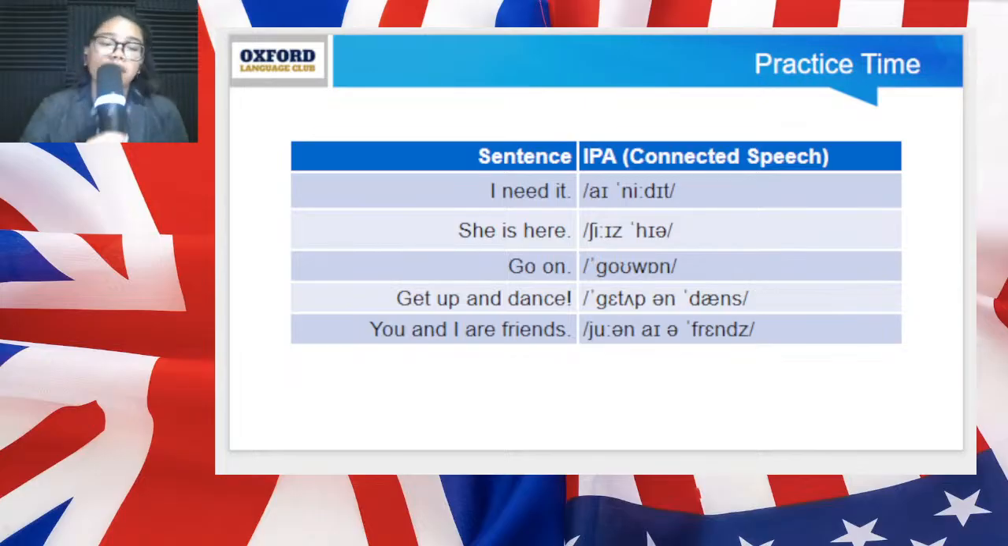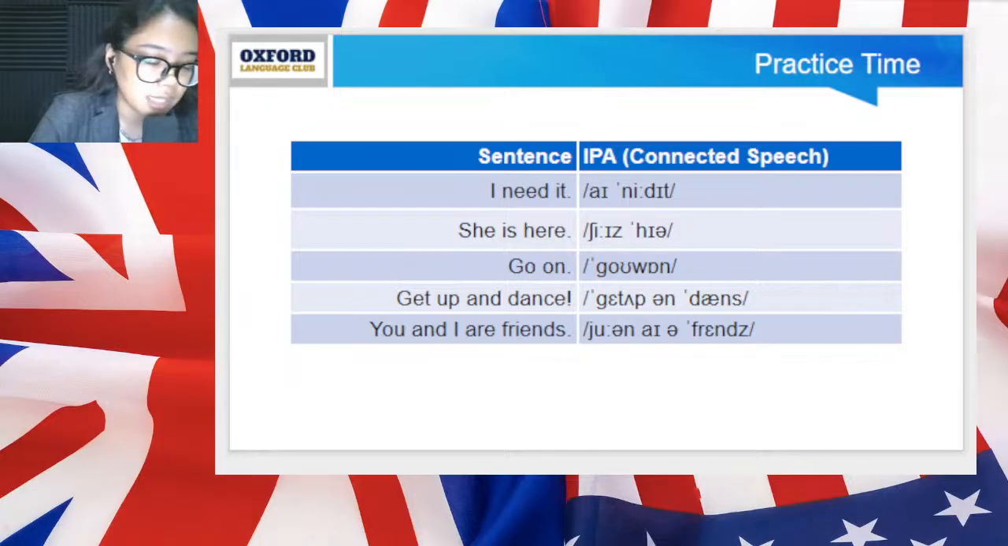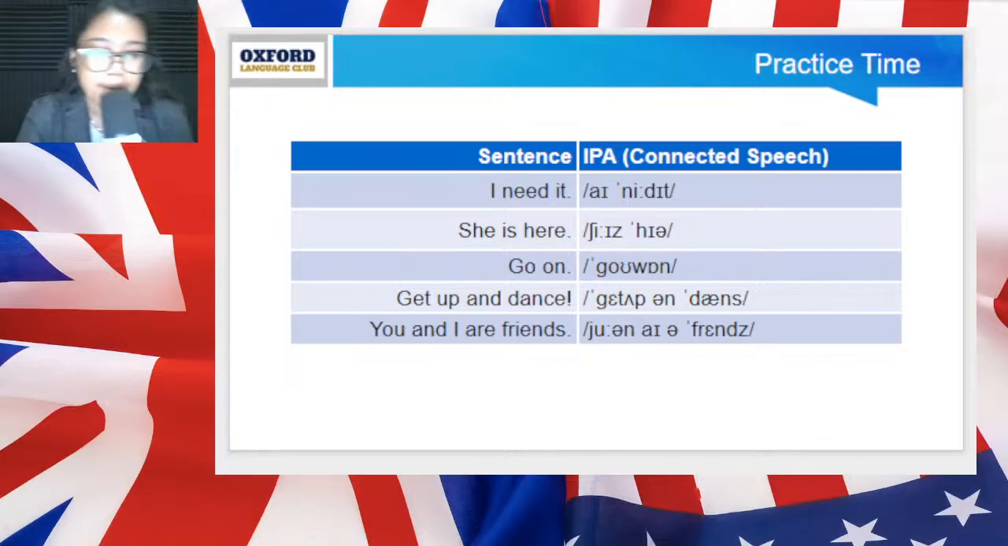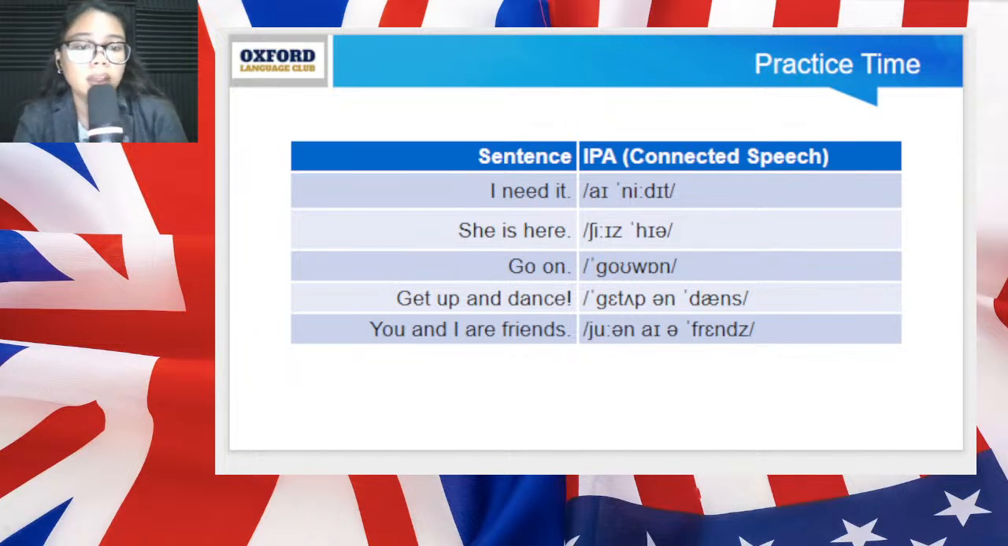Look closely at these sounds. Need ends with a D sound, right? And it starts with an E sound or I sound. Now, in connected speech, that D sound from need does not stop. Instead, it jumps right over and links directly to the I sound or E sound of it. It's like the D becomes the beginning of the next syllable.